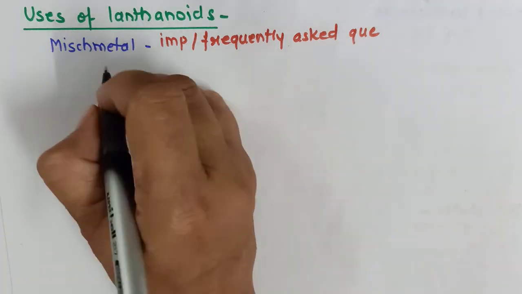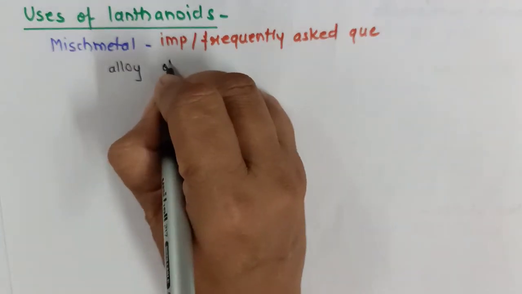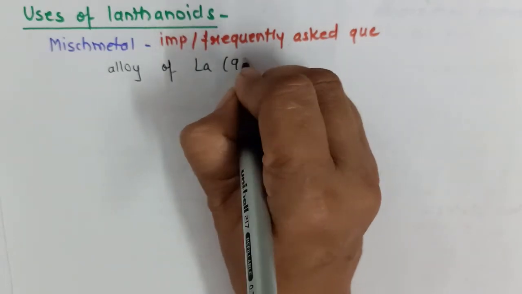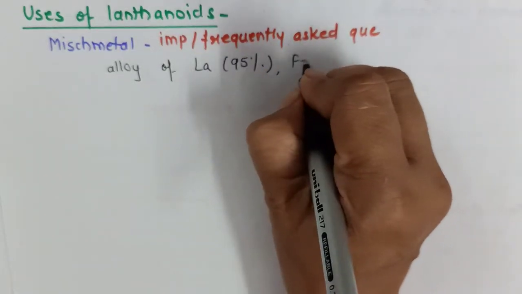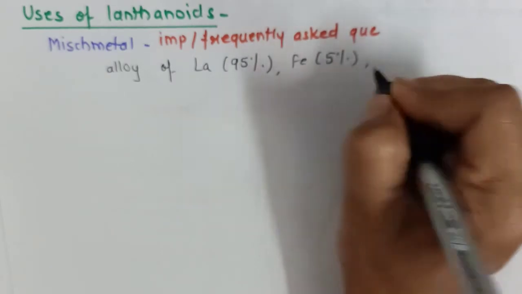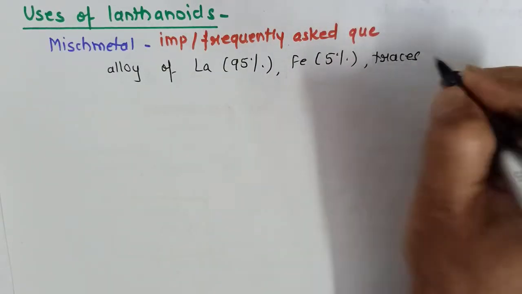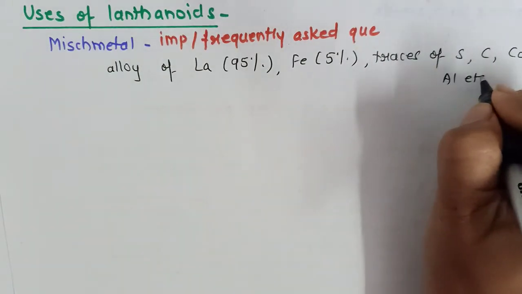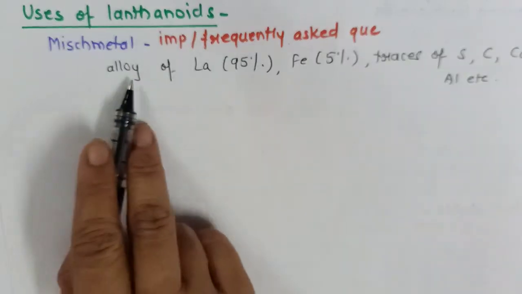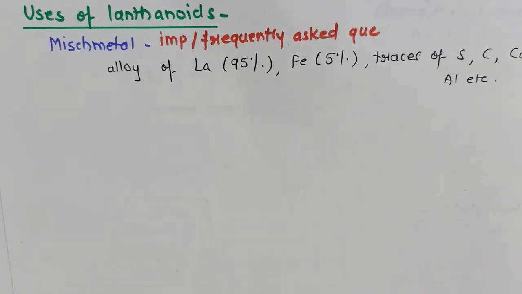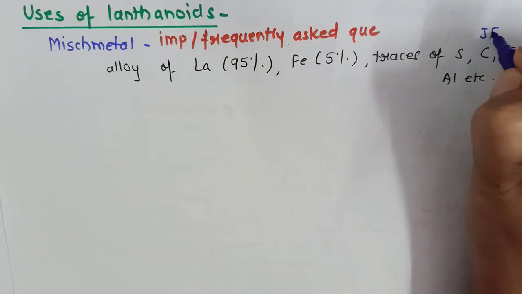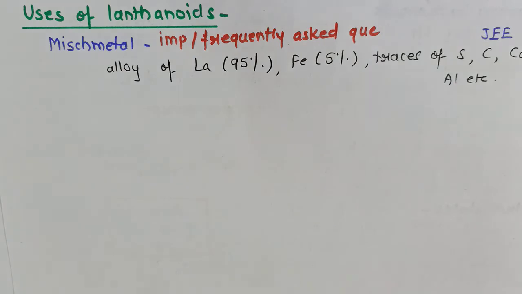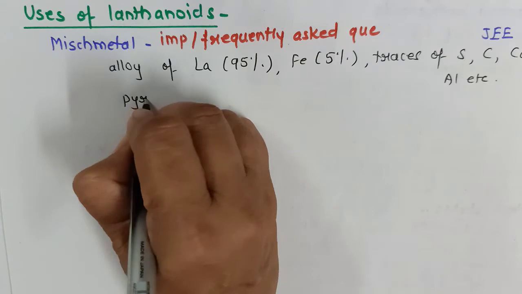Mesh metal is actually an alloy of lanthanoid, where lanthanum is present at 95%, iron 5%, and traces of other elements like sulfur, carbon, calcium, aluminium, etc. So using all these elements, an alloy is made which is known as mesh metal. Now this composition was once asked in JEE. Where is this mesh metal used? It is actually a pyrophoric alloy.